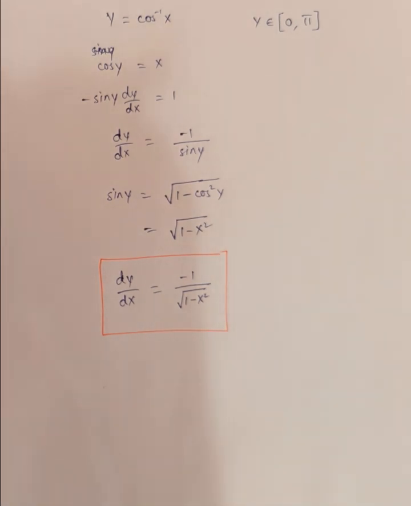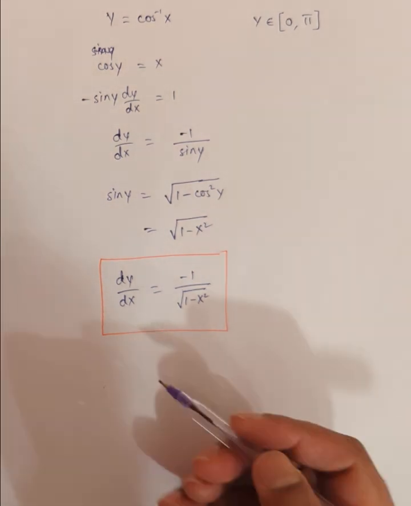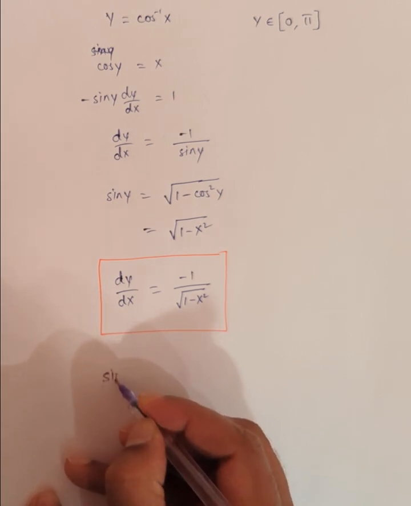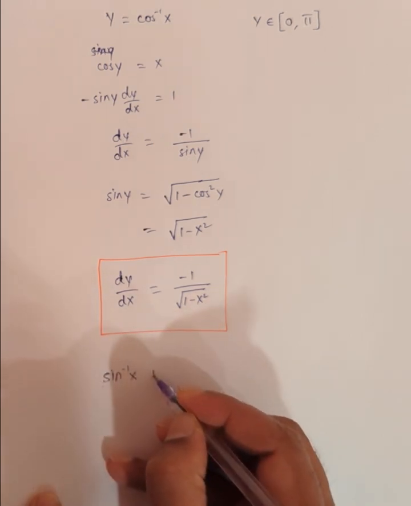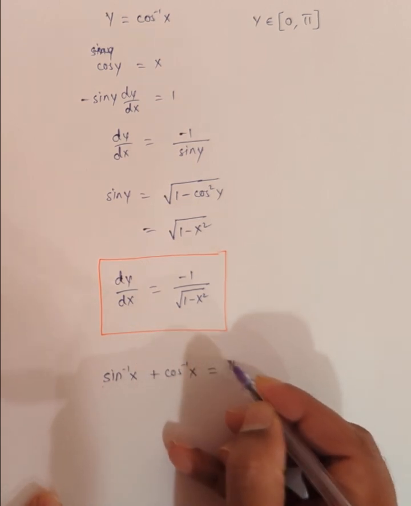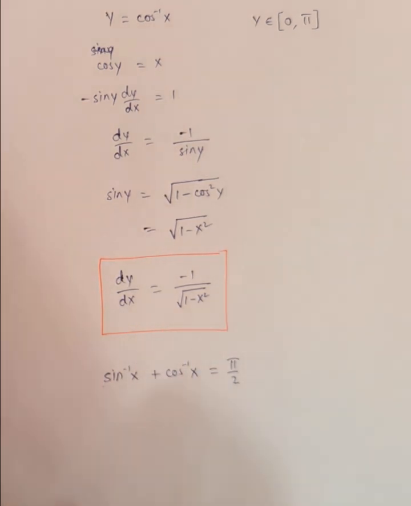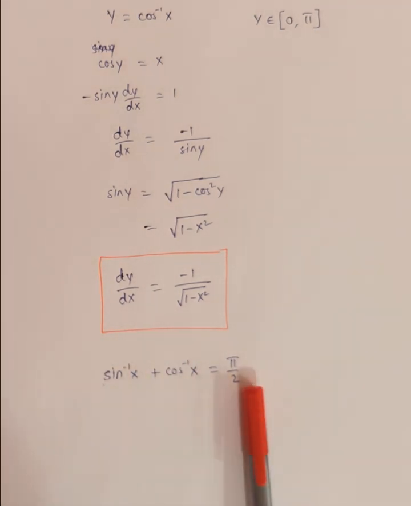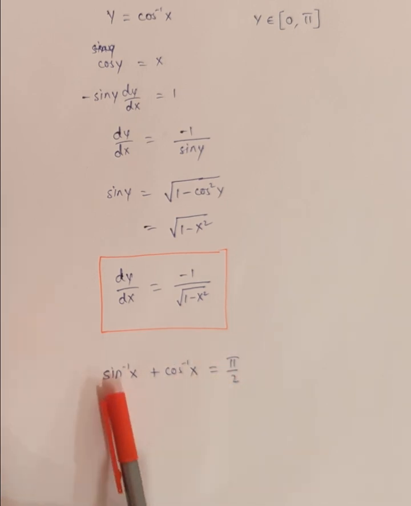And this should make sense because there is an identity in trigonometry that you can prove. Sine inverse x plus cosine inverse x is just a constant. It's positive pi over 2. So if you were to differentiate, then this goes to 0, which means the derivatives of sine inverse and cosine inverse are opposites. And that's what we just saw.